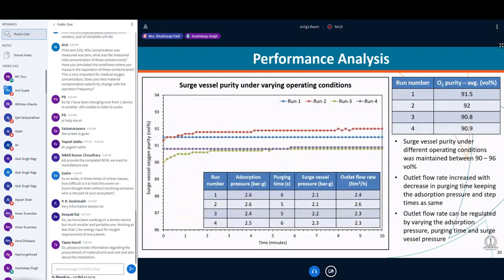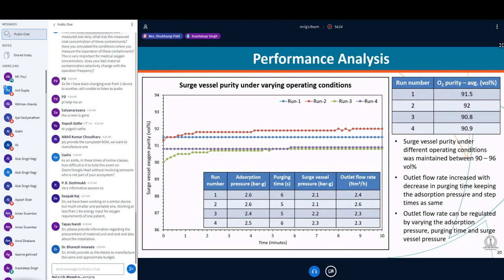Then I have summarized most of the experiments. We conducted around 4 runs, run 1, 2, 3 and 4, under different operating conditions, from an absorption pressure of around 2.4 to 2.6 for a purging time of 5 and 6 seconds. I have not used a purging time of 4 seconds because my purity was 89.5, which is less than what is required. So I'm using only 5 and 6 seconds, because I want a purity of more than 90%.